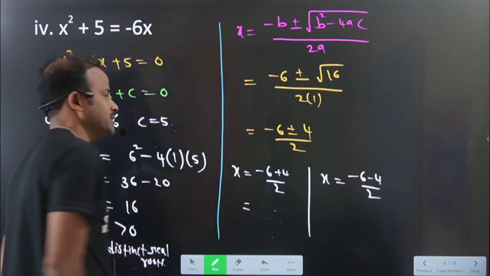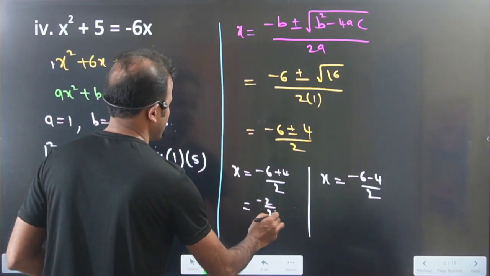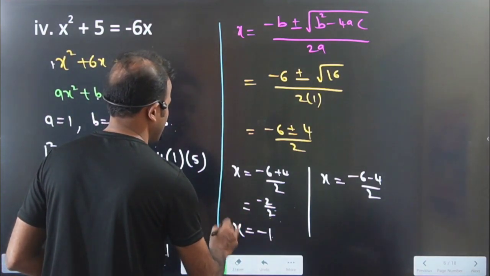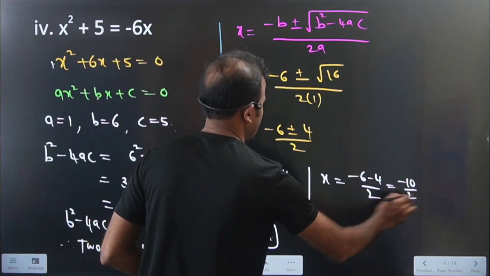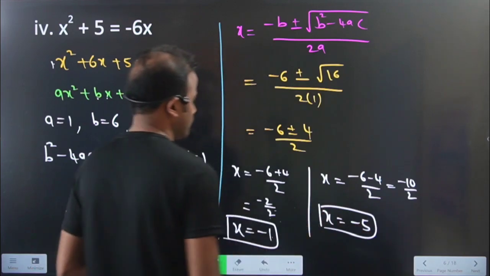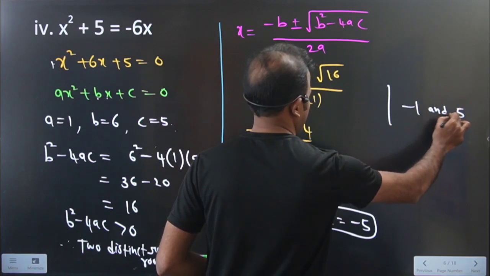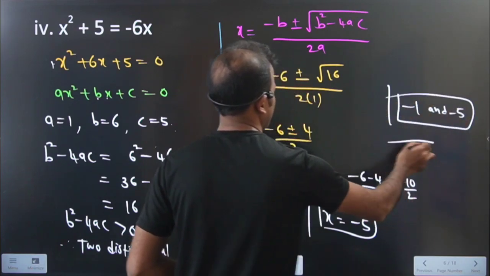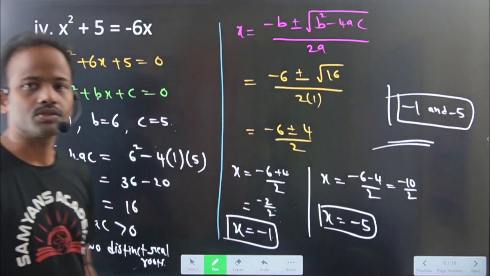Now you tell me, minus 6 plus 4 is how much? That is minus 2. Minus 2 by 2 is minus 1. Then the x value here is minus 1. Here, minus 10 by 2, then the x value is minus 5. And what are the two roots we are getting here? Minus 1 and minus 5. Is it clear? Next, move on to the next question.